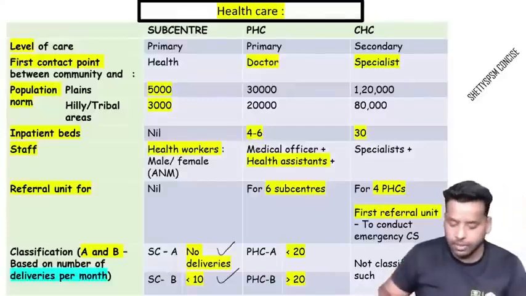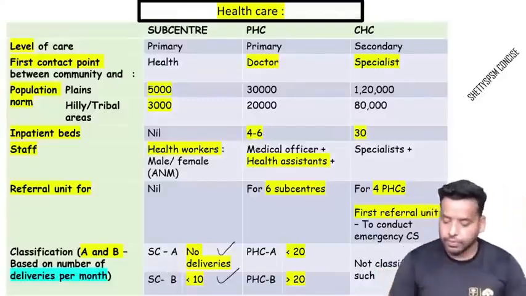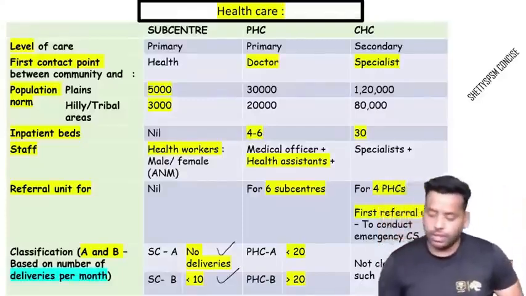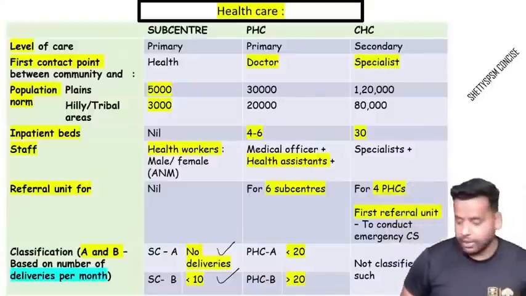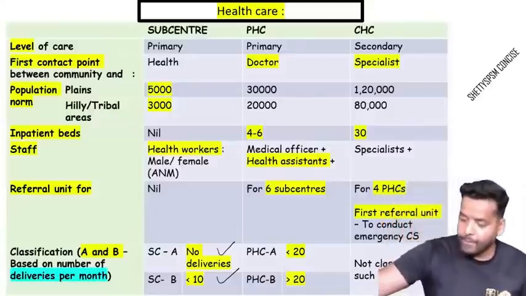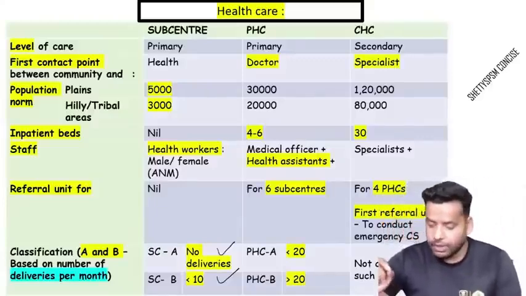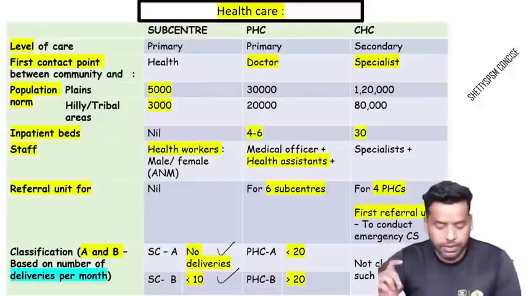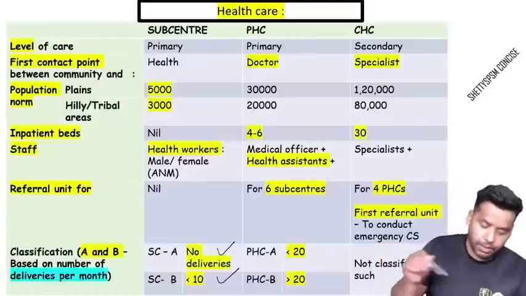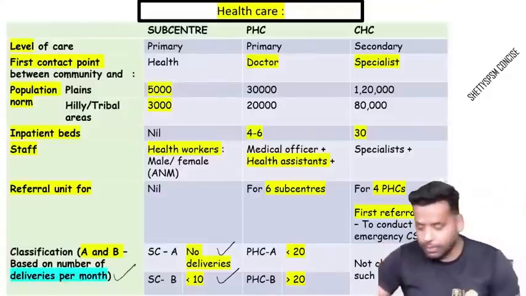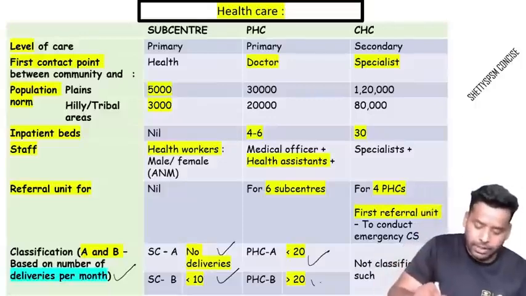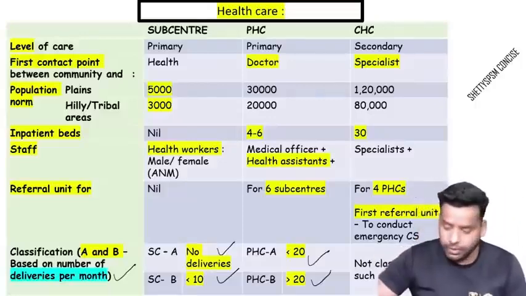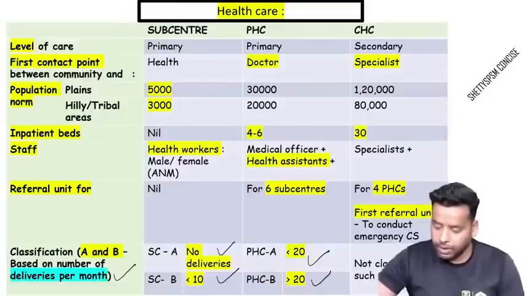Which sub-center will conduct deliveries? Sub-center A or sub-center B? Answer my next question. Which sub-center will conduct deliveries? Sub-center B. Less than 10 deliveries per month. It is per month. It is mentioned here. So sub-center A, B, primary health center A, B, they are classified based on number of deliveries per month. Very good. B for baby. Awesome.